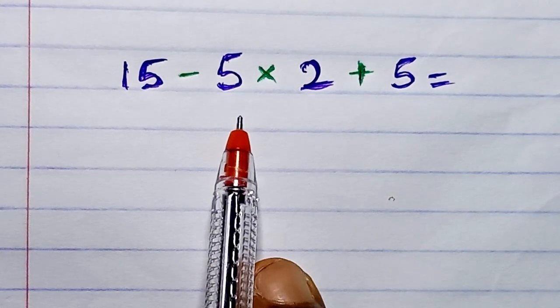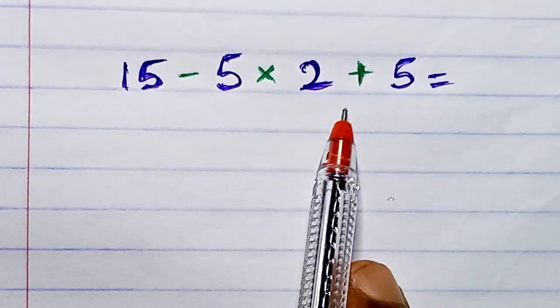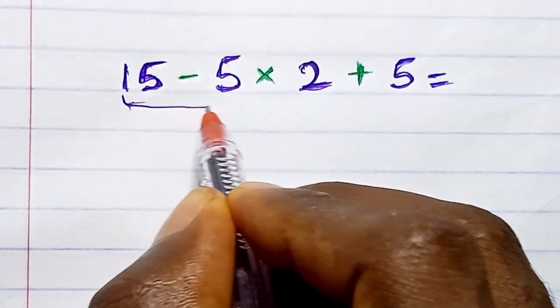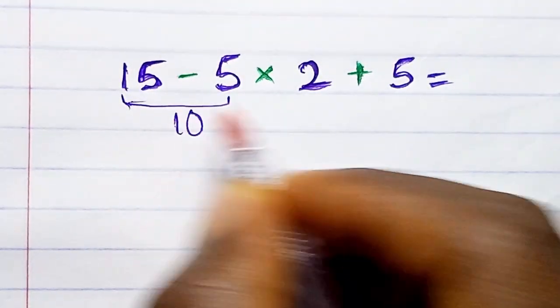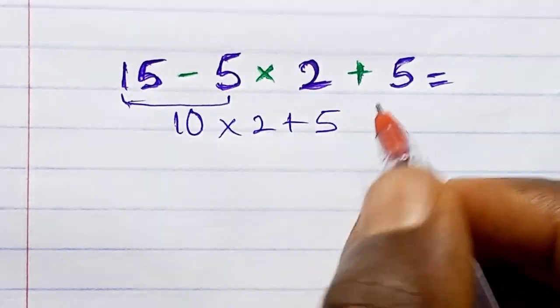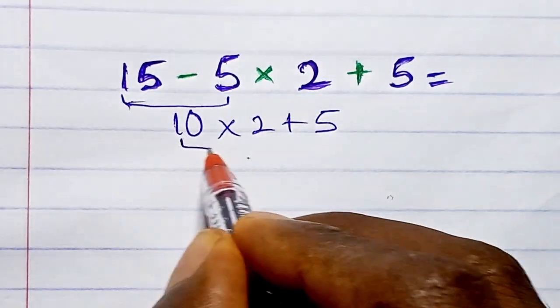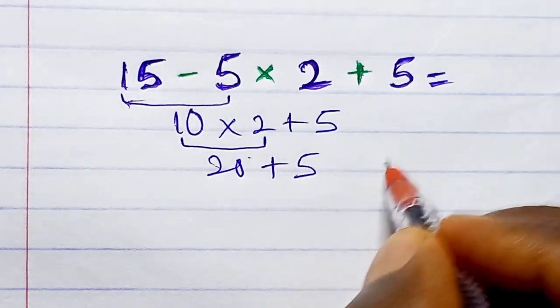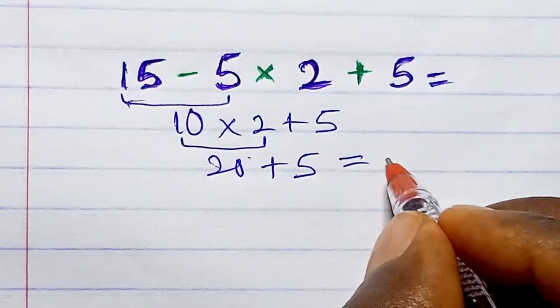15 minus 5 times 2 plus 1. 15 minus 5, this is going to give us 10. 10 times 2 plus 5. 10 times 2, this is going to give us what? 20 plus 5. This is equals to what?